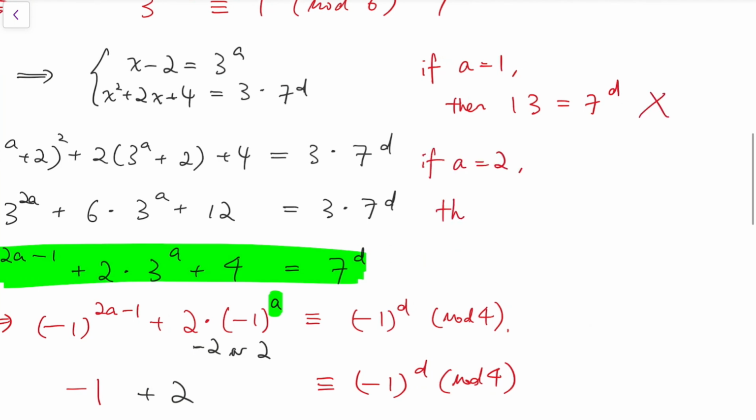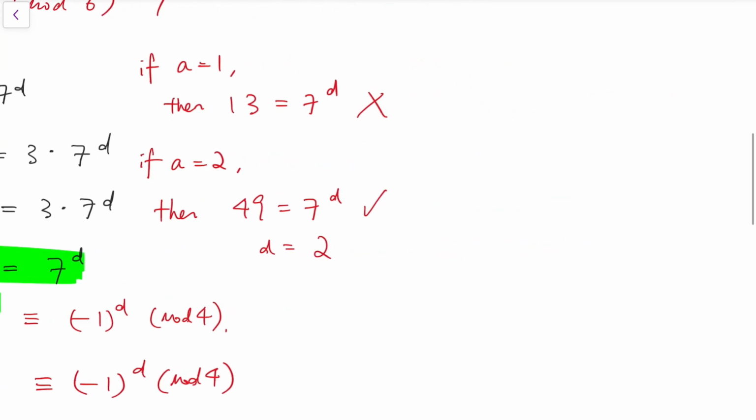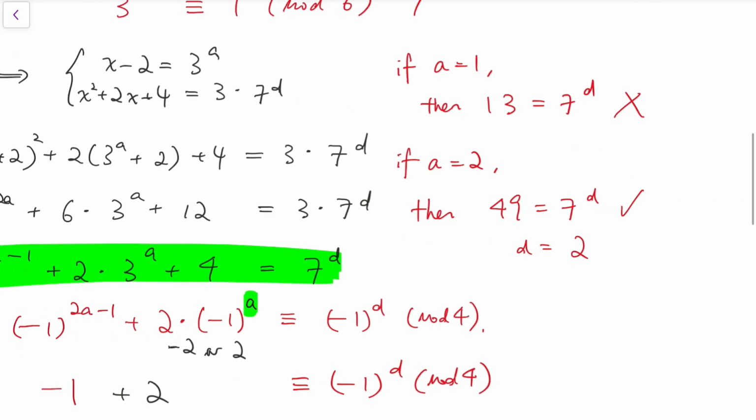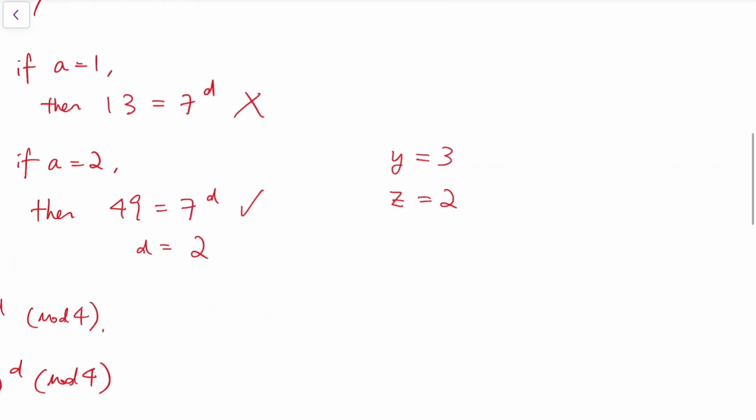While if a equals 2, then 3^(2 times 2 - 1) is 27, plus 2 times 3 squared, that's 18, plus 4, then 49 equals 7^d. So d equals 2. Now we can move on from this. When a equals 2, y equals 3, and because b equals 0, then z is just equal to 2. And we can go all the way back up to x - 2 equals 3^a, and get that x equals 11. So that means our final answer is that x equals 11, y equals 3, and z equals 2.